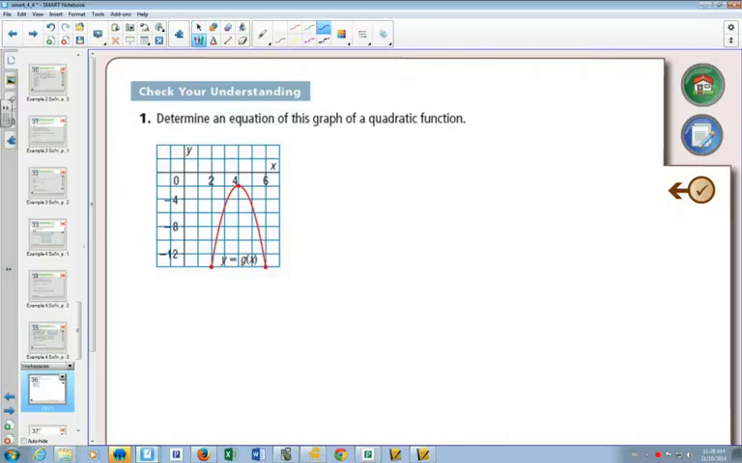So we want to look at the graph and determine the equation just by looking at it. Okay? Now, there's two ways we can go about this. I'm going to do what would be expected, and then we'll use a pattern way as well. First of all, you should be able to look at this right away and tell me what the vertex is.